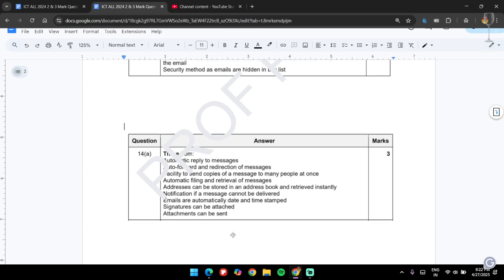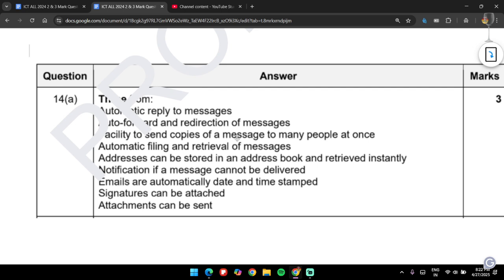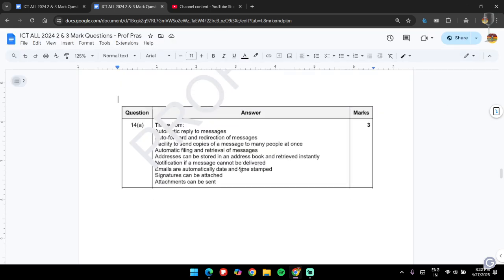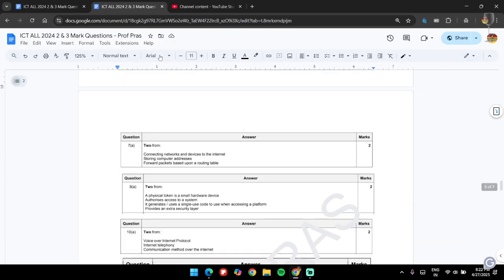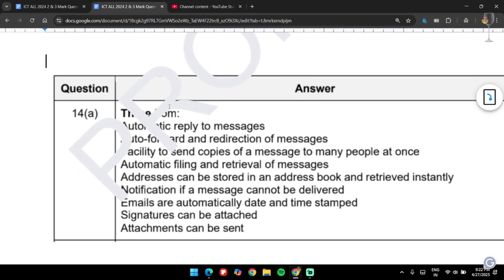Addresses can be stored in an address book and retrieved instantly. Facility to send copies of an image to many people at once. Auto forward, automatic reply, and redistribution of messages. So don't go and write that it can have multiple fonts, or a subject line and a body line. I don't generally think that'll be accepted. Let's stick to the ones that the marks team has given us.